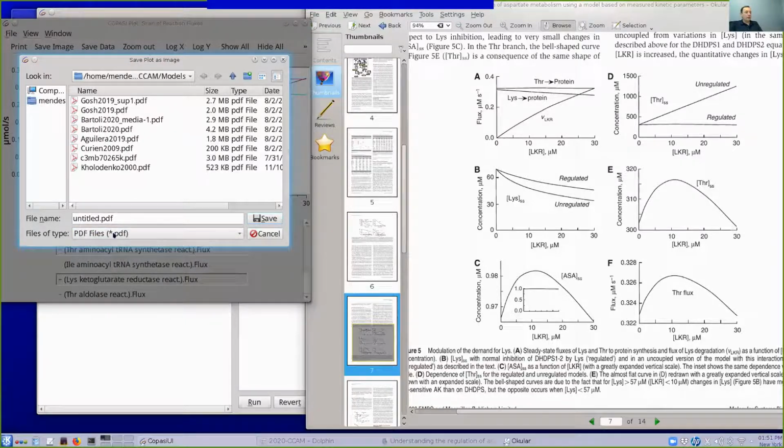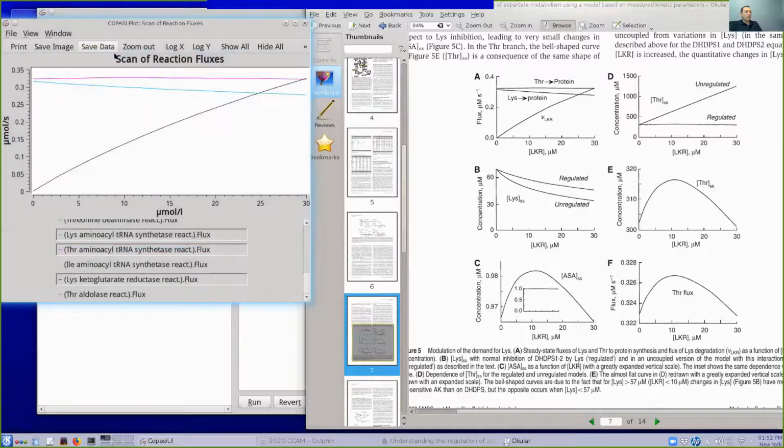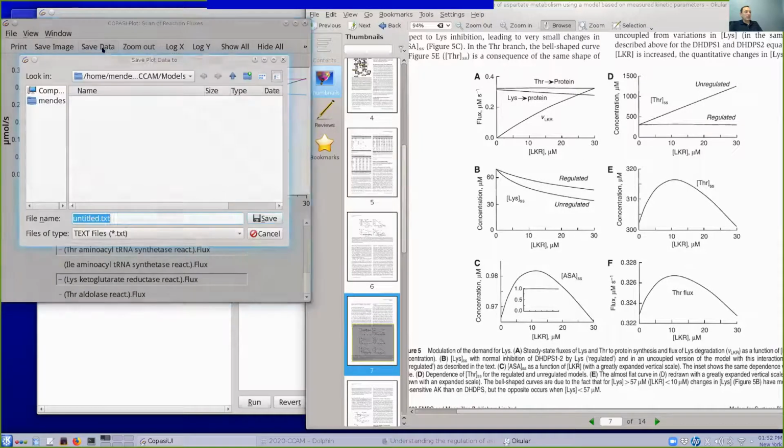We could do that. We could create a PDF straight from here. That is not quality. It's not publication quality. So it's good to share between your colleagues, etc., but it's not what you want to put in a publication. You can also save the data. This will save a text file that contains all the data, and then you can load it into a graphics program, then produce a nice, pretty picture of the whole thing.